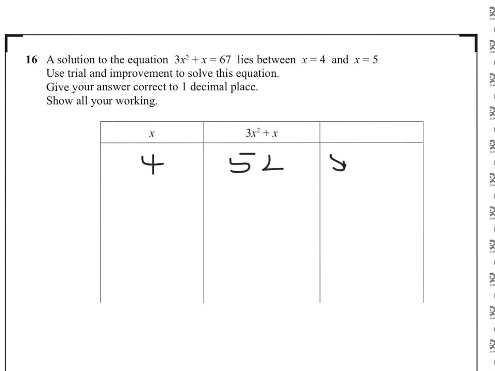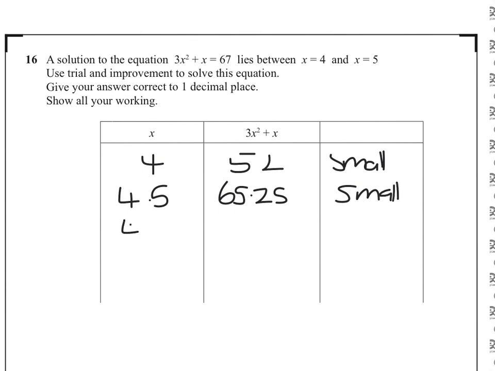That's too small. Next one I'm going to go to is 4.5, and 4.5 gives 65.25, which again is too small. 4.6 gives 68.08. That's too big, so our answer lies between 4.5 and 4.6, so we've got to try a value halfway between.